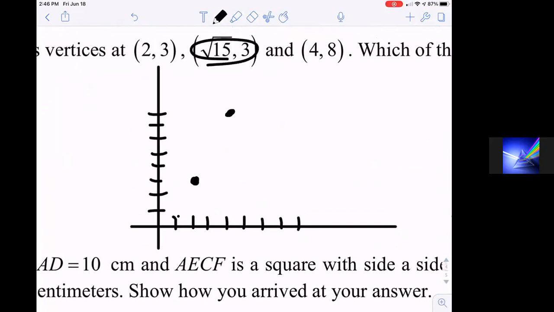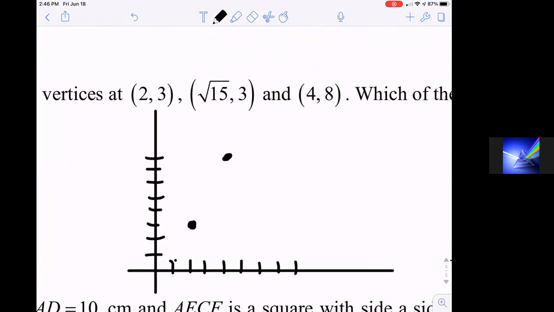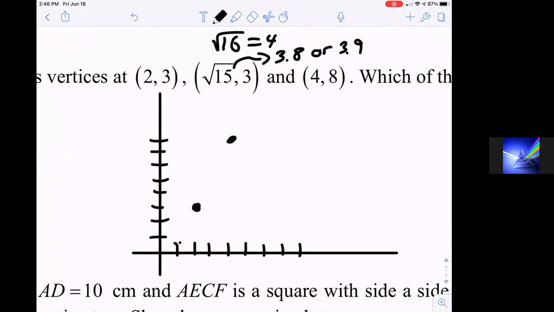And what about this one here? Well, the square root of 15, if you put that in your calculator, you know the square root of 16 is going to be 4. So the square root of 15 is about 3.8 or 3.9. It's going to be a hair under 4. So we're going to go almost to 4 and up 3. That gives us a really skinny triangle like this. Our triangle would basically resemble this right here.